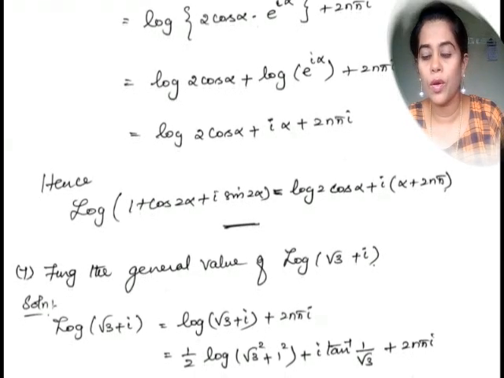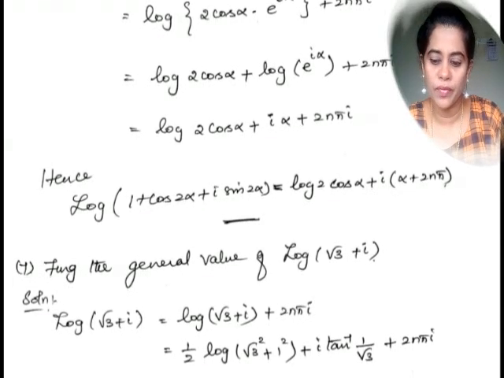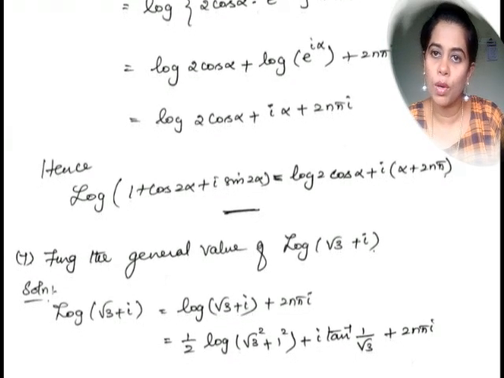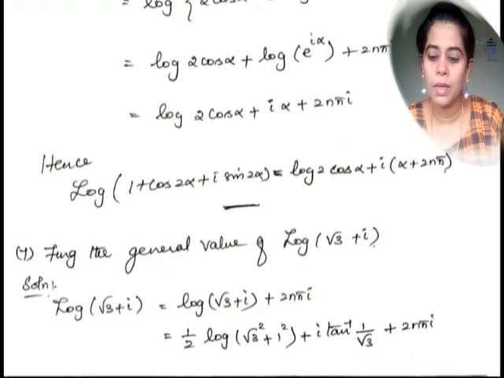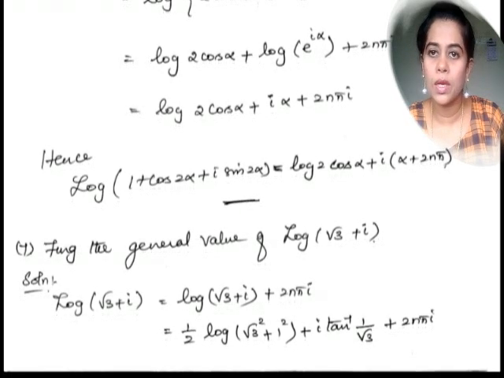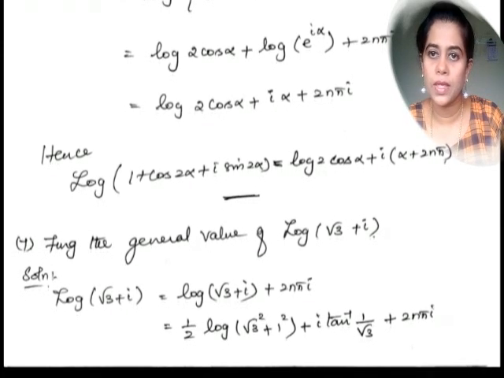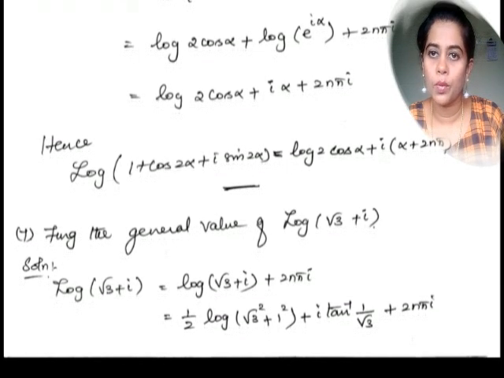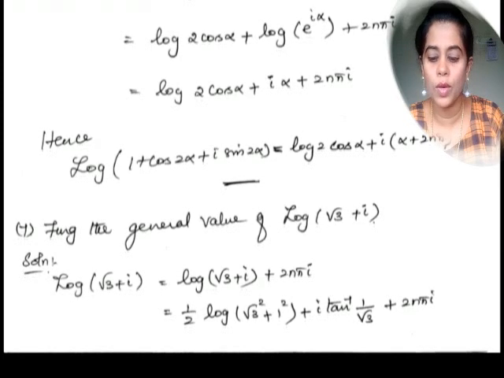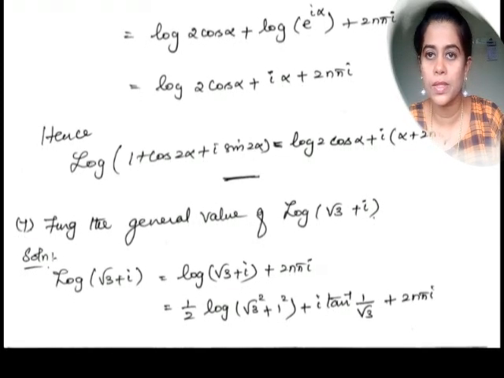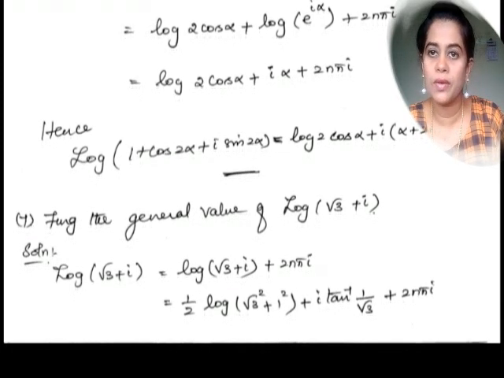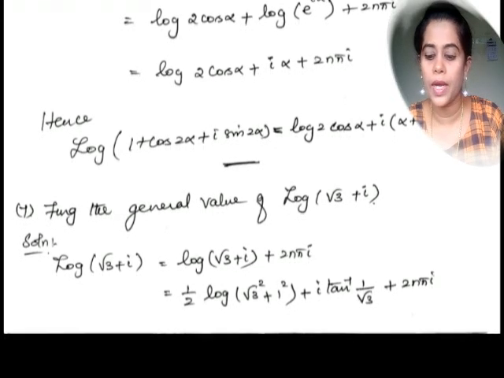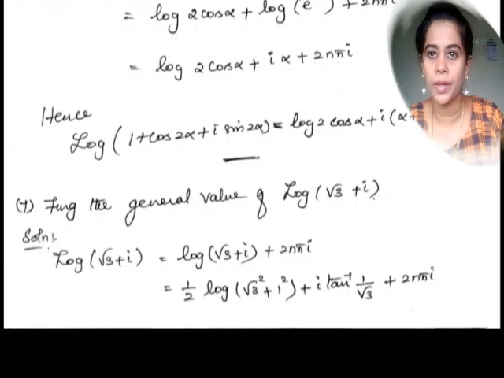Find the general value of log of (√3 + i). The same argument applies. So capital Log of (√3 + i) will be written as small log of (√3 + i) plus 2nπi. So what is small log of (√3 + i)? Here x is equal to √3 and y is equal to 1. Therefore it is 1/2 log of ((√3)² + 1²) plus i times tan inverse of y by x, where y is equal to 1 and x is equal to √3, plus 2nπi.